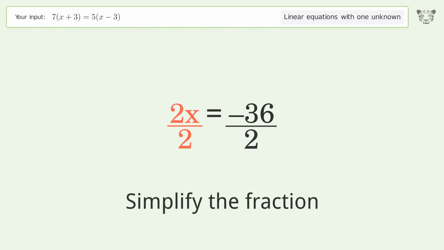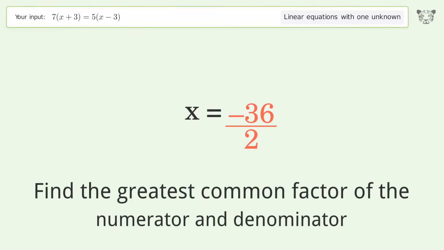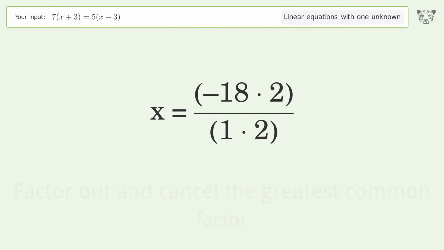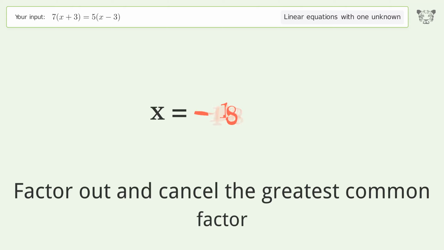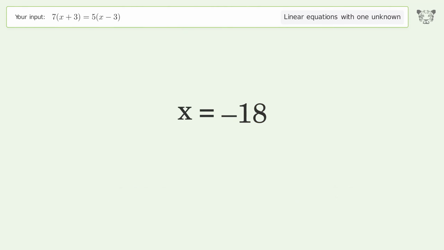Simplify the fraction. Find the greatest common factor of the numerator and denominator. Factor out and cancel the greatest common factor. And so the final result is x equals -18.